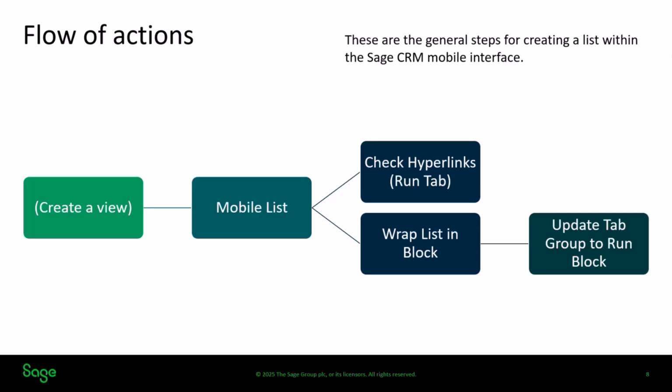So we have this idea that we need to check the list, check the view. Then we'll have to start thinking about the mobile list that we want to use, the version of the list definition. We need to then look at its hyperlinks. We then need to wrap the whole of that structure within a block, and then update the interface about how a menu or a button is going to call that particular block.